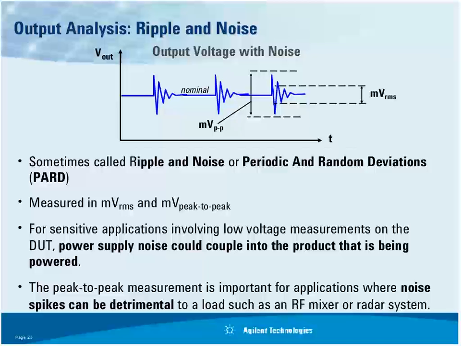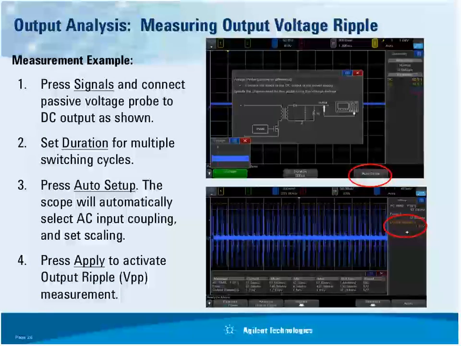Output ripple is important. If you want a very well regulated output, you want it as flat as possible. As I mentioned earlier, one of the drawbacks, the negative things about a switching power supply, is that they are noisier. The switching signals can couple onto the output, and you have to be very careful about filtering that. Let's take a look at the measurement.